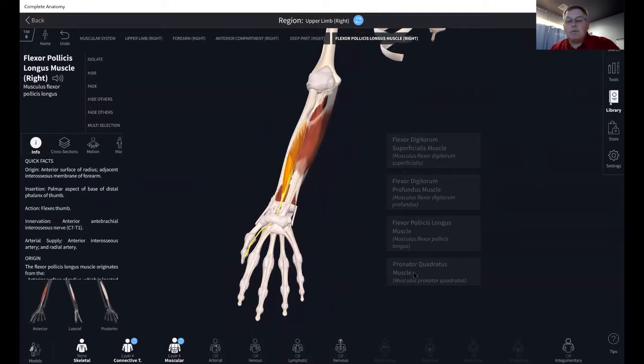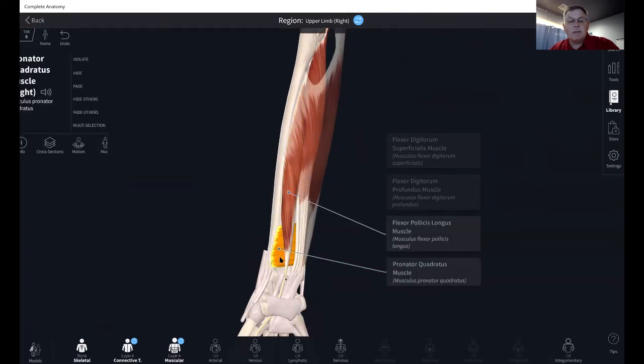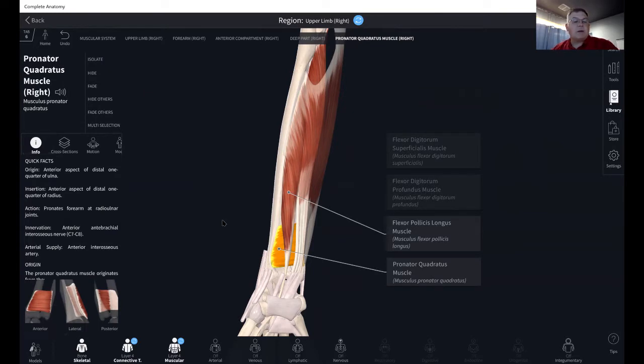We go finally to pronator quadratus. Here, our origin is the anterior aspect of the distal 1/4 of the ulna, and it inserts into the anterior aspect of the distal 1/4 of the radius, and its action is pronating the forearm at the radial ulnar joint. Innervation here is anterior antebrachial interosseous nerve, C7, C8.